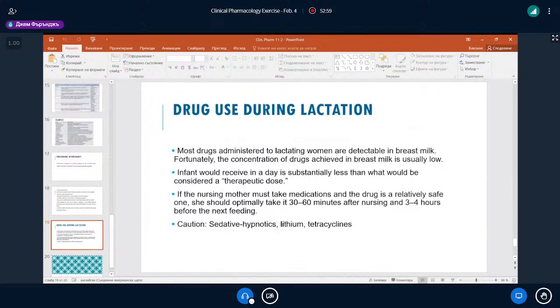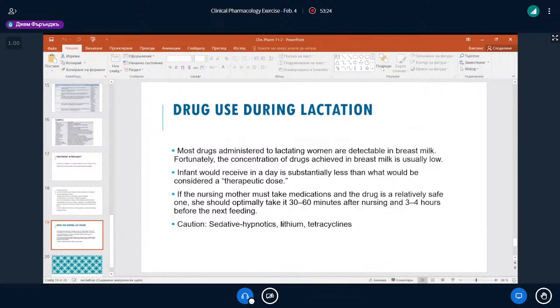Most drugs that are administered to lactating women are actually detectable in breast milk, but most of these drugs are usually at a very low concentration to cause any effect to the fetus, but in order to minimize this effect, these drugs should be given 30 to 60 minutes after nursing or 3 to 4 hours before nursing.